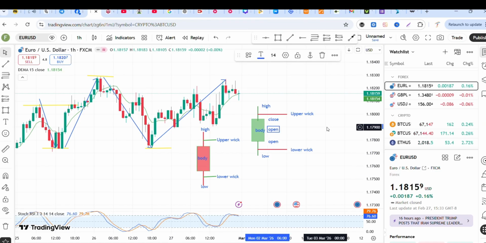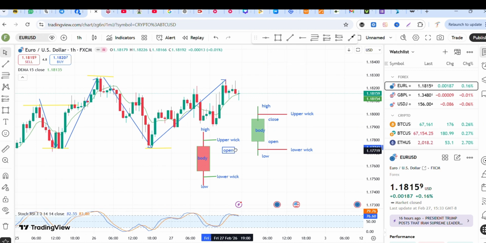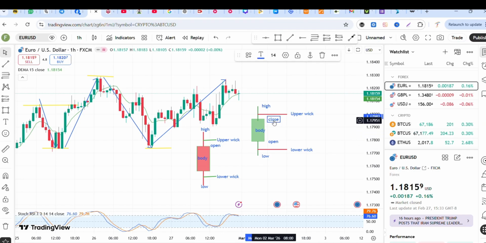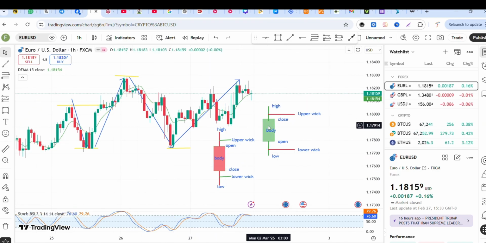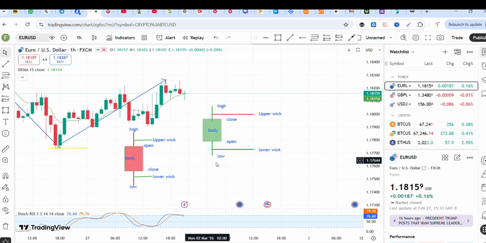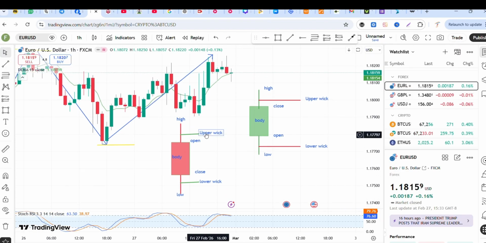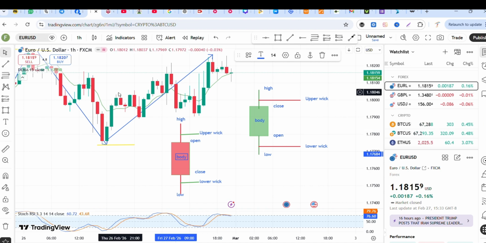Then our open, this is the critical part. For our bullish candle, the open is below the close, but for our bearish candle, the open is above the close and the close is below the open. So that is just the difference. When you look at it like this, you can see this is the indication, this is the explanation. For every candle that you see in the market, this is how you read it.